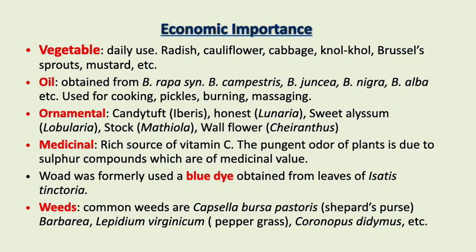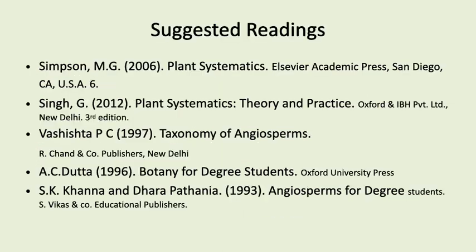Medicinal importance: it is a rich source of vitamin C. The pungent odor of the plant is due to the sulfur compounds which are of medicinal value. Woad was formerly used as a blue dye obtained from the leaves of Isatis tinctoria. Many weeds form part of this family, like Capsella bursa-pastoris, shepherd's purse, Barbarea, Lepidium virginicum, Coronopus didymus, etc.